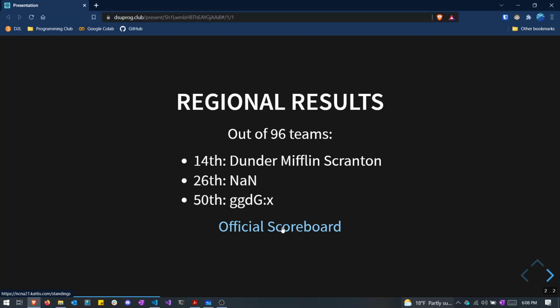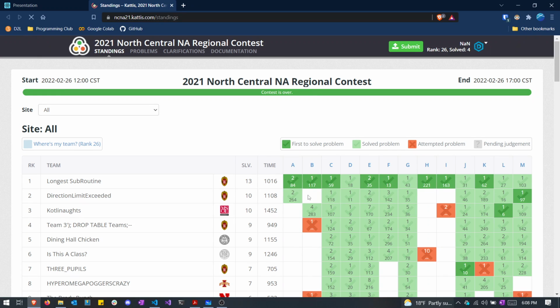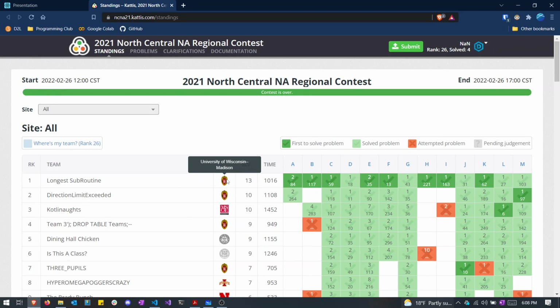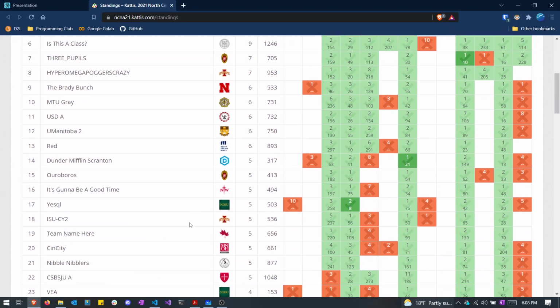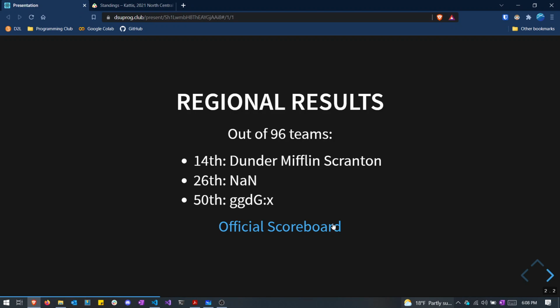If you want the official scoreboard to see how everyone else did, it's linked in here. The team from University of Wisconsin-Madison got all of them solved with like an hour left to go. It was insane. I guess at that point you just go home with an hour left on the clock. And there you go, there's our first DSU team, etc. So there's a link for that if you're interested.